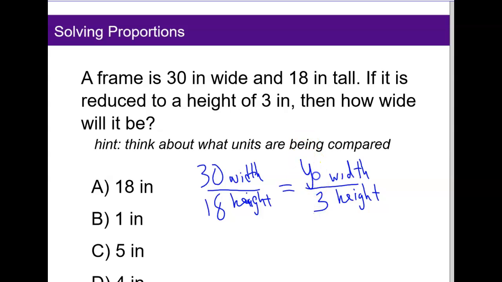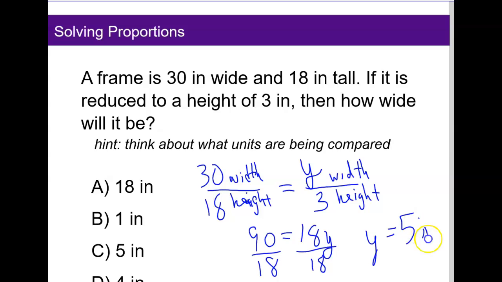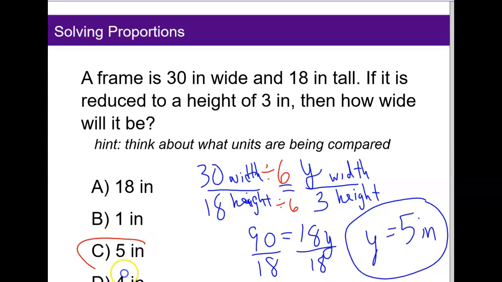This is my unknown. Well, I can cross multiply. 30 times 3 is 90 equals 18y. How many times will 18 go into 90? It'll go in 5 times. So 5 inches is the width. But did you notice on this problem, 18 divided by 6 is equal to 3? So you could have just seen that 30 divided by 6, that's how I get 5. So our answer was C. And that is how we solve proportions.